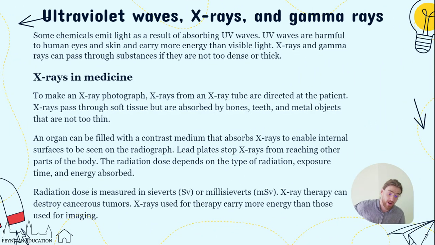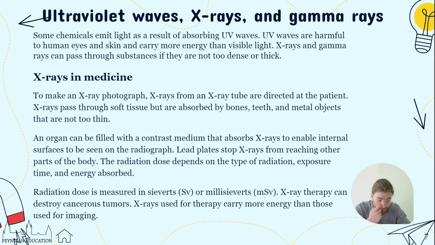Okay, so some of the uses of these ionizing waves. Okay, ultraviolet can be used to emit light from certain chemicals. Okay, as a result of absorbing the UV waves, it's getting excited and releasing visible light. Okay, the UV waves, however, as we said, are harmful to the human eyes and skin. Okay, it can give you skin cancer. It can also damage your cornea. Okay, and yeah, it's not able to be as penetrative as X-rays or gamma rays. Okay, which are able to pass through surfaces that aren't too thick or made of a certain material.